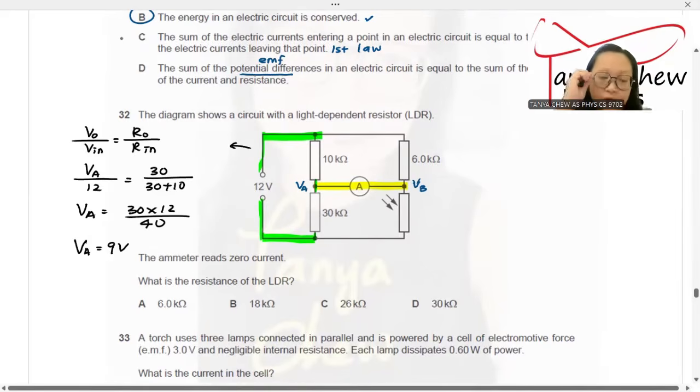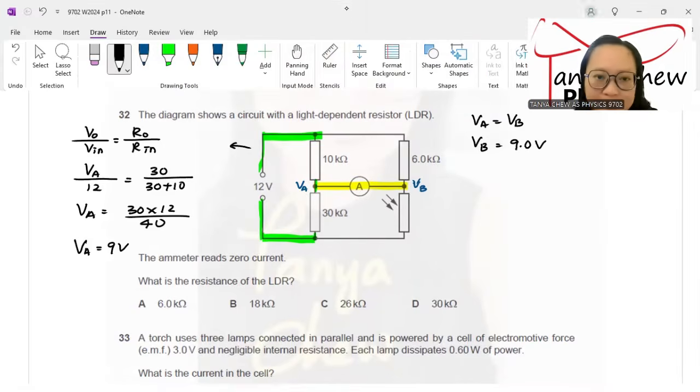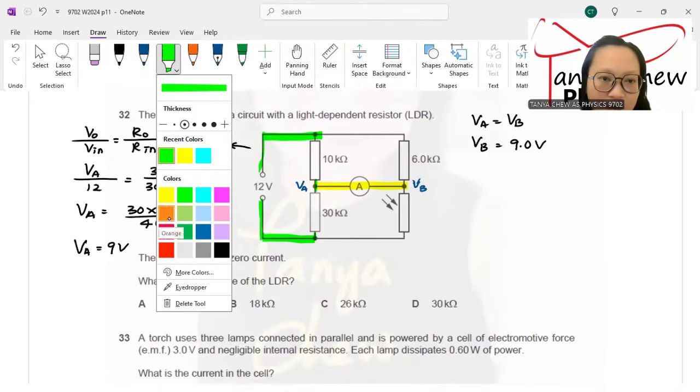I know this is 9 volt, right? So I know VB is also equal to 9 volt. VA is equal to VB. So VB is equal to 9 volt. Second step, because I'm supposed to find the resistance of the LDR, that is why I'm using this circuit. See carefully. I'm going to use this color, pink color, this circuit.